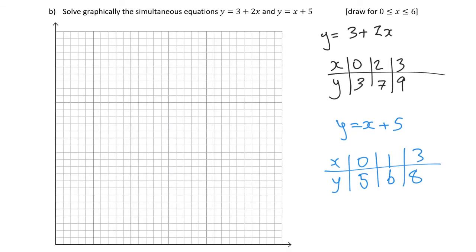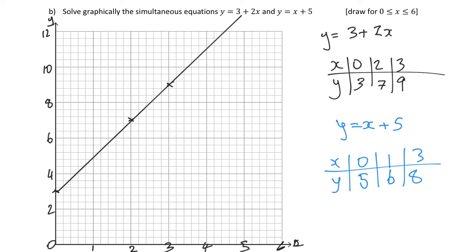So if we try and plot these, I'm going to mark on my axes. So 0, I'm going to go up in 2s: 2, 4, 6, 8, 10 and 12, and that's my y-axis. On the x-axis, I'm just going to go in whole values, so 1, 2, 3, 4, 5 and 6. So we'll plot the black line first of all, so we start off at 0, 3, and then 2, 7, and 3, 9, and we'll join those up.